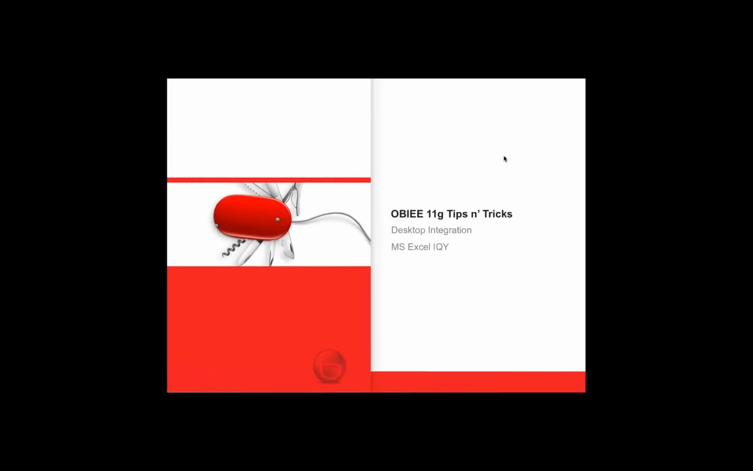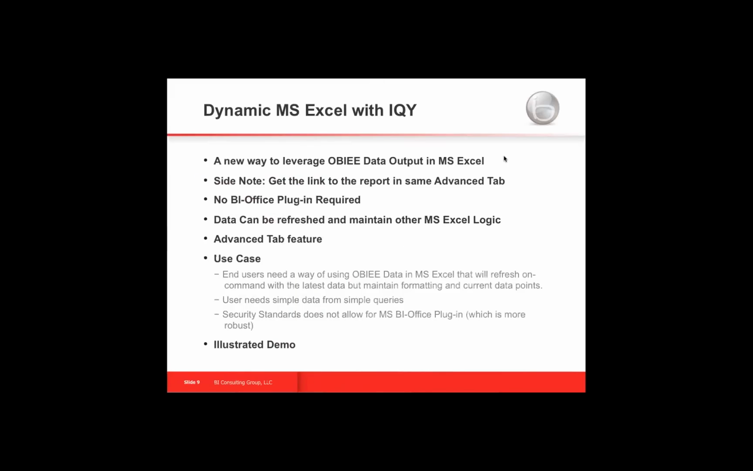Okay, so sticking with the presentation side, let's look at some desktop integration. Now, custom groups was a new feature to OBIEE 11g. And likewise is the ability to utilize IQY files. Now, an IQY file is basically a way to pull a query from the web and leverage it in Microsoft Excel. And so this is a little different from actually using the export functionality within presentation services. And it does provide a unique look at extracting data.